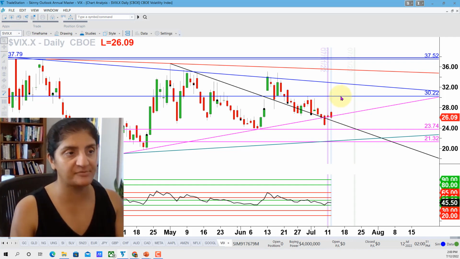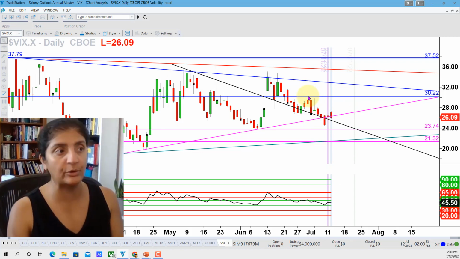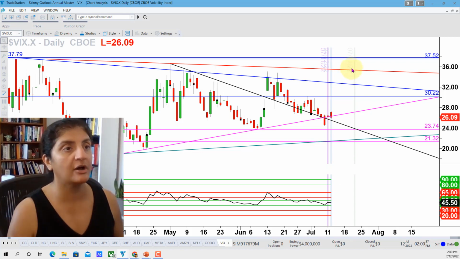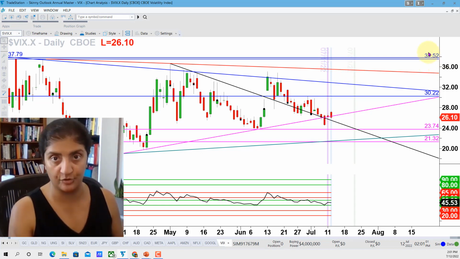The initial upside target would be 30.22, but you need to see a move above 30.22 to really push higher and get back to these other levels that you see here, 36 up to 38.